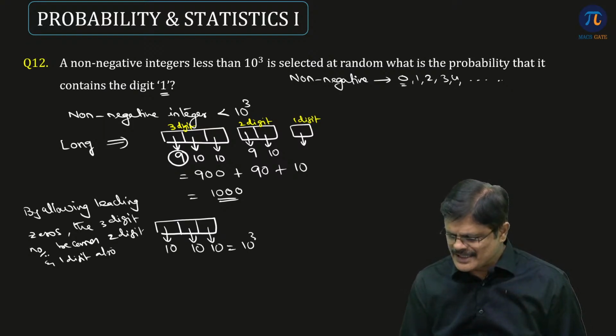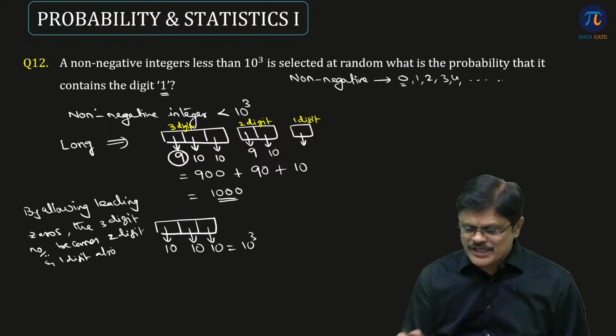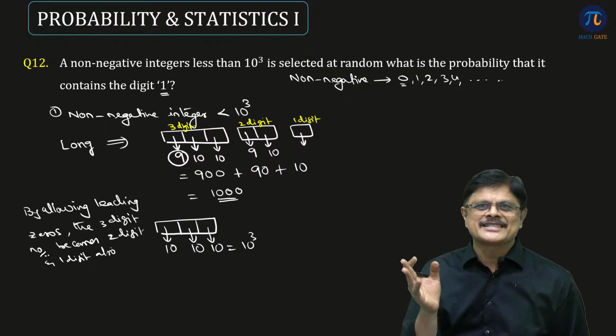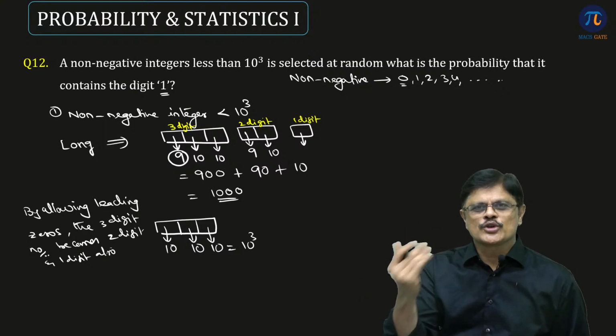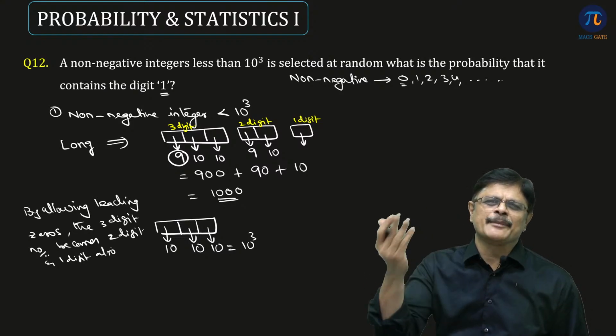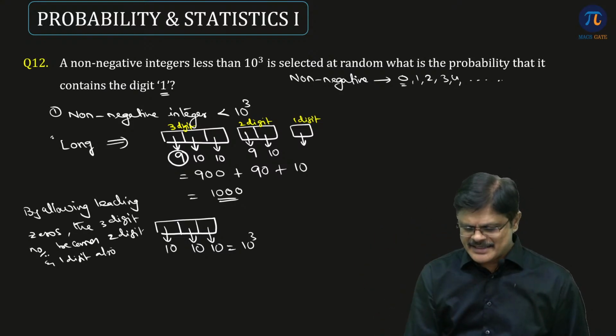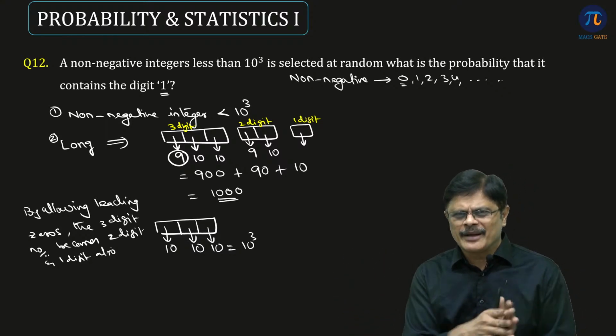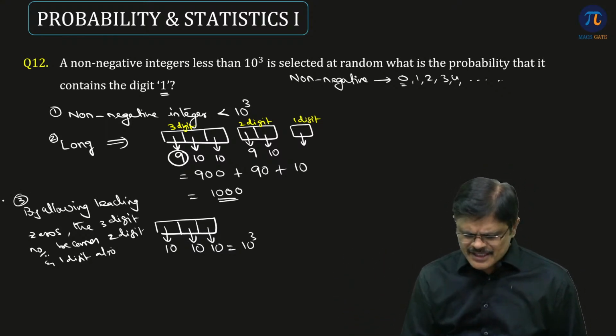So total, what is the answer? 10 cube. See, same question I answered in 3 ways. One is the common sense method. How many non-negative integers less than 5 are there? I know 5. Similarly, the number of non-negative integers less than 10 power 3 will be 10 power 3. The second method is finding all 3-digit, 2-digit and 1-digit numbers and adding them. And the more interesting method is this one.